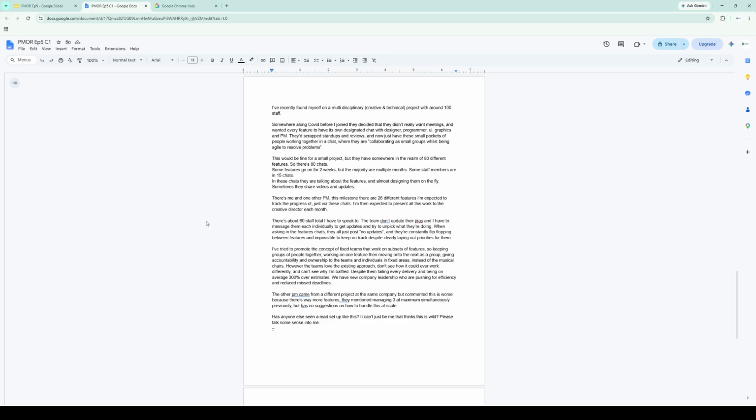The other PM came from a different project at the same company, but commented that this is worse because there's way more features. They mentioned managing 3 at maximum simultaneously previously, but have no suggestions on how to handle this at scale. Has anyone else seen a mad setup like this? It can't just be me that thinks this is wild. Please talk some sense into me.